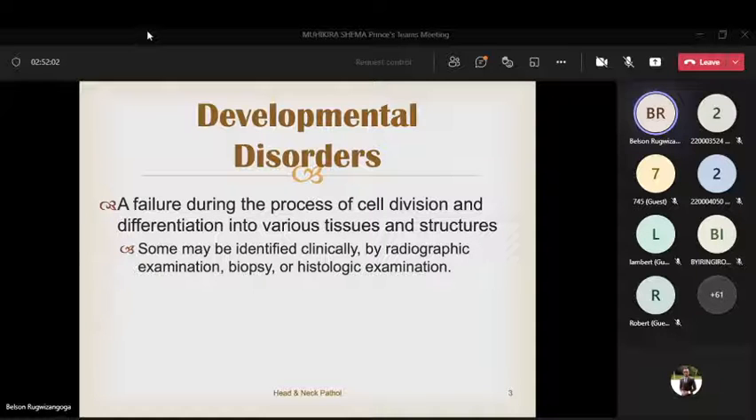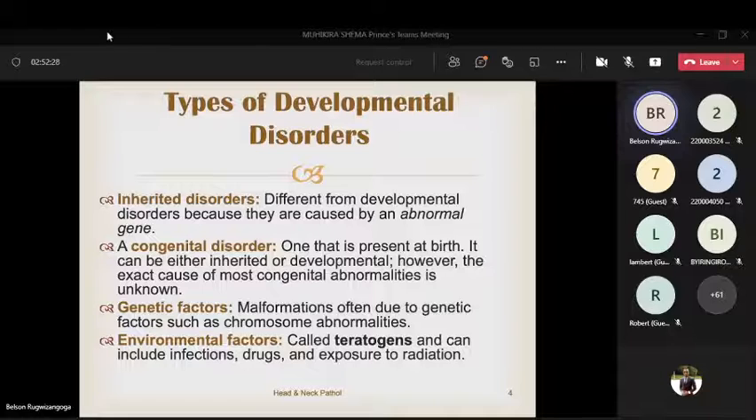So the developmental disorders are due to a failure during the process of cell division and the differentiation into various tissues and structures. Some may be identified clinically by radiographic examination, by biopsy or histological examinations, and the others will just need genetic assessment or assays to know that they're there. So what are the types of developmental disorders?